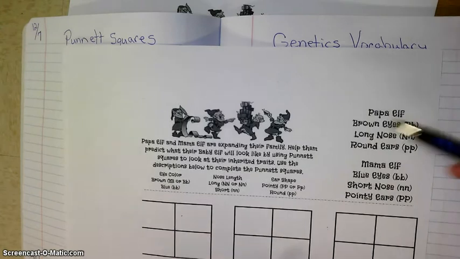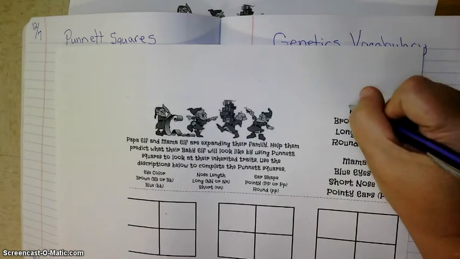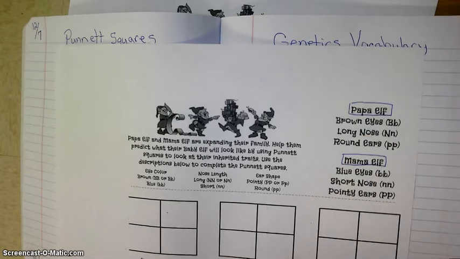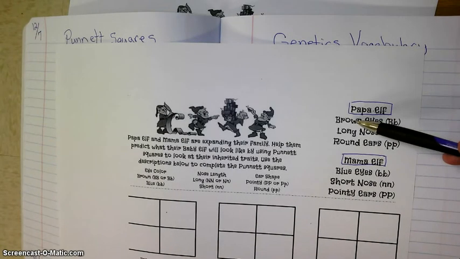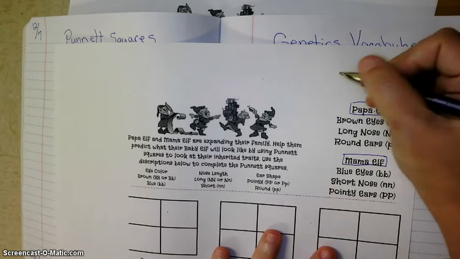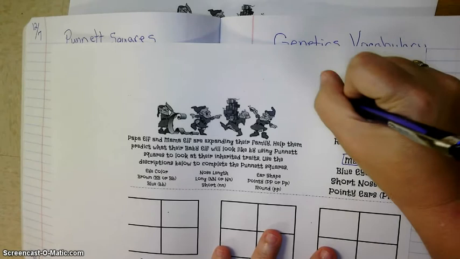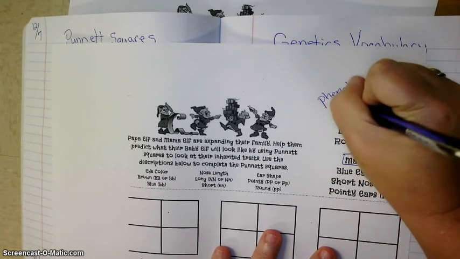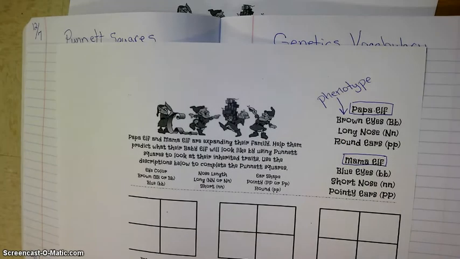So looking here, we have Papa Elf and we have Mama Elf. And they tell us that Papa Elf has brown eyes, a long nose, and round ears. So we could almost picture him, right, with brown eyes, a long nose, and round ears. We could draw him. We don't have to, but we could. This is the phenotype. If we know the physical appearance, that's what someone looks like. We call that the phenotype.